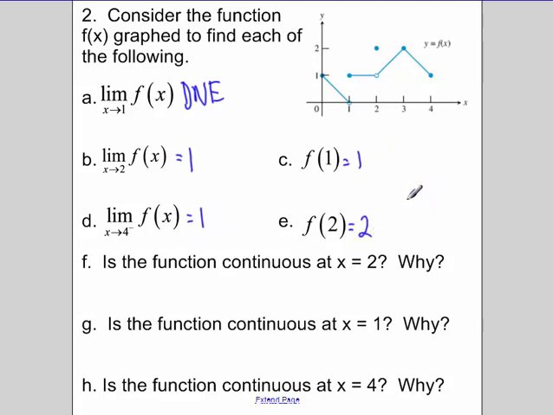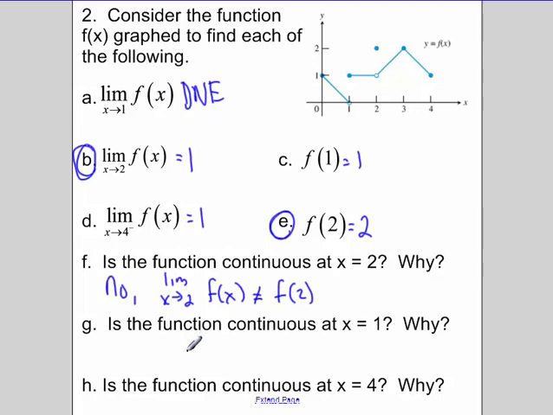Now, is our function continuous at 2? So I'm looking at parts B and E. Are those two things equal? No. And then give me a reason from that definition that I gave you for continuity. The limit as x goes to 2 of my function does not equal f of 2.